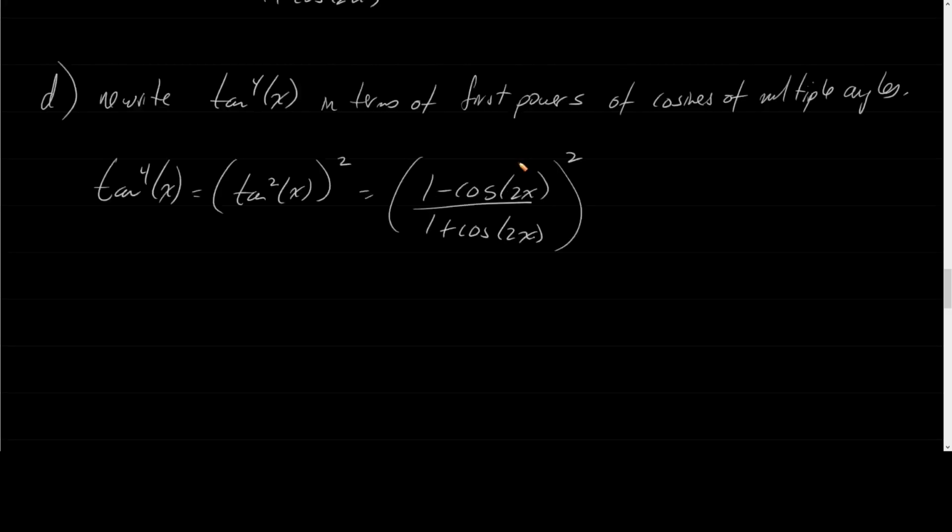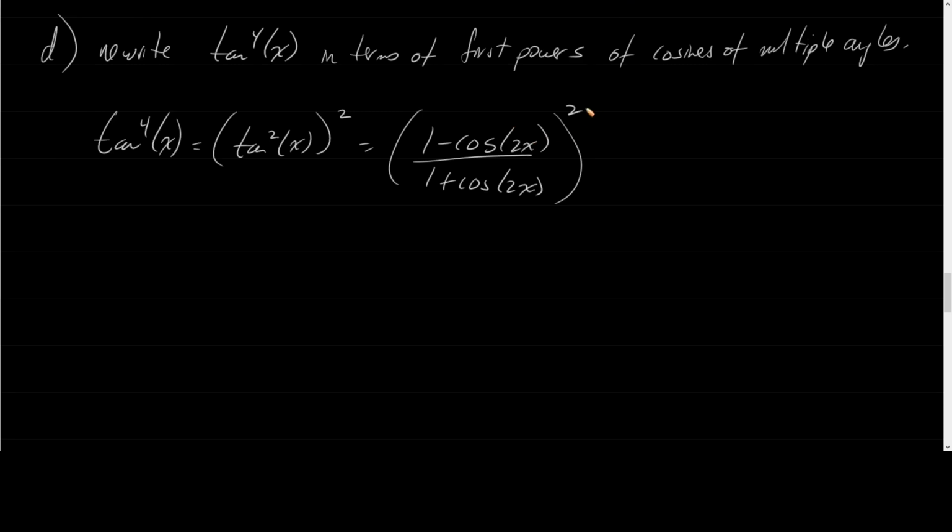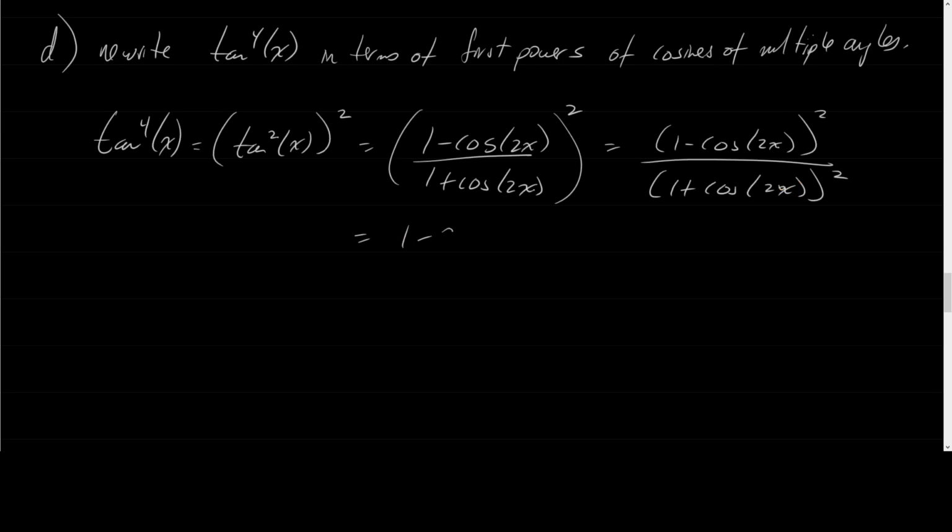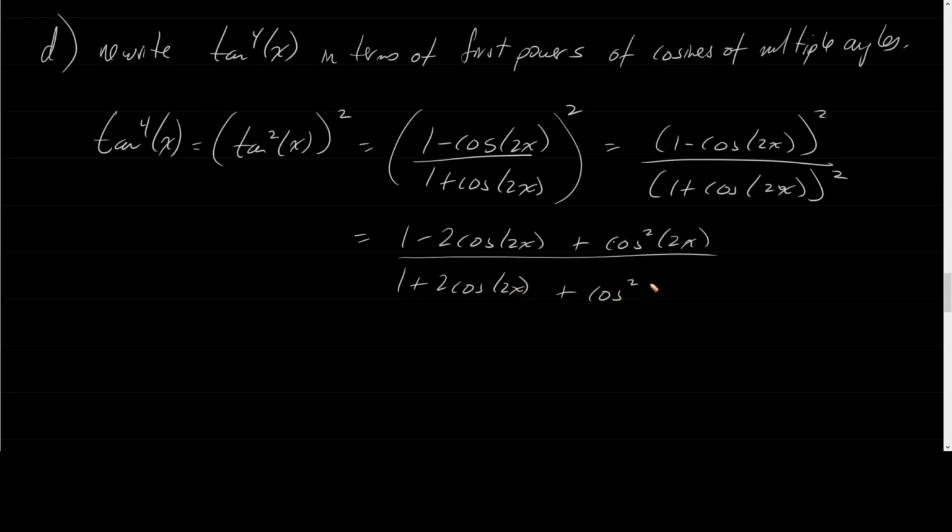Now, let's see here. If we expand this, if I square this out, what does that really give me? Well, let me do it in 2 steps. I'll write this as 1 minus cosine of 2x squared over 1 plus cosine of 2x squared. At that point, if I expand the top, I end up with 1 minus 2 cosine of 2x plus cosine squared of 2x. On the bottom, I end up with 1 plus 2 cosine of 2x plus cosine squared of 2x, right?